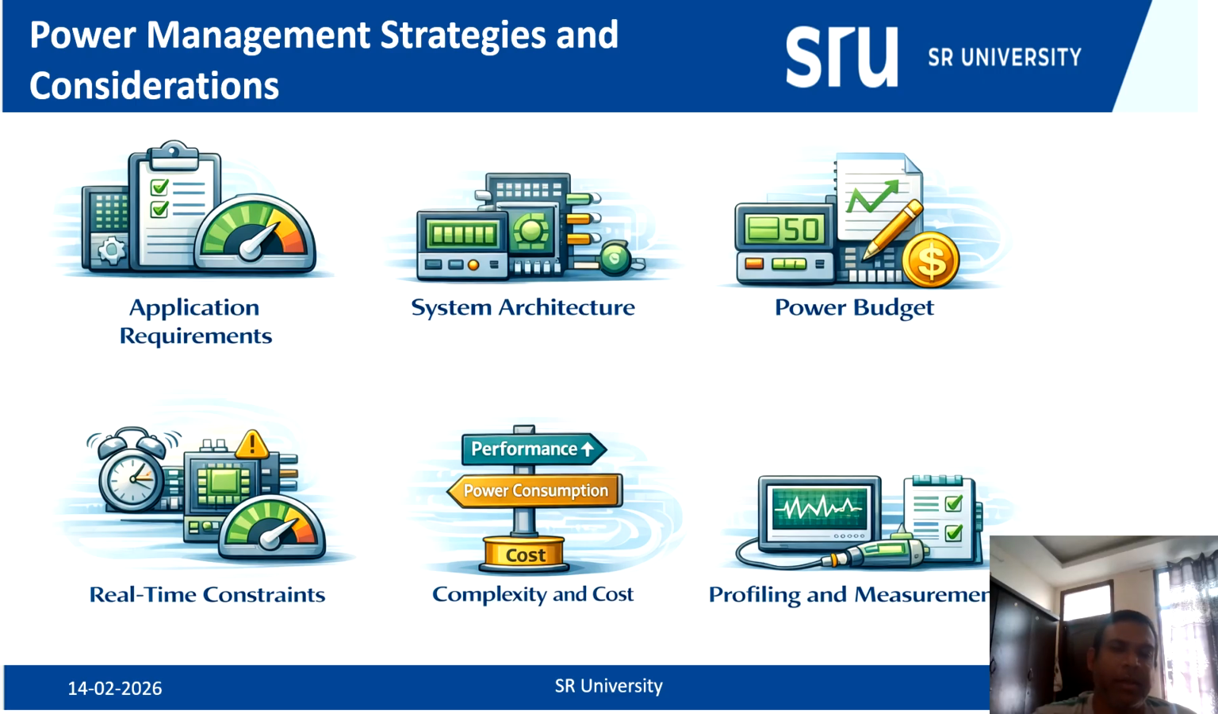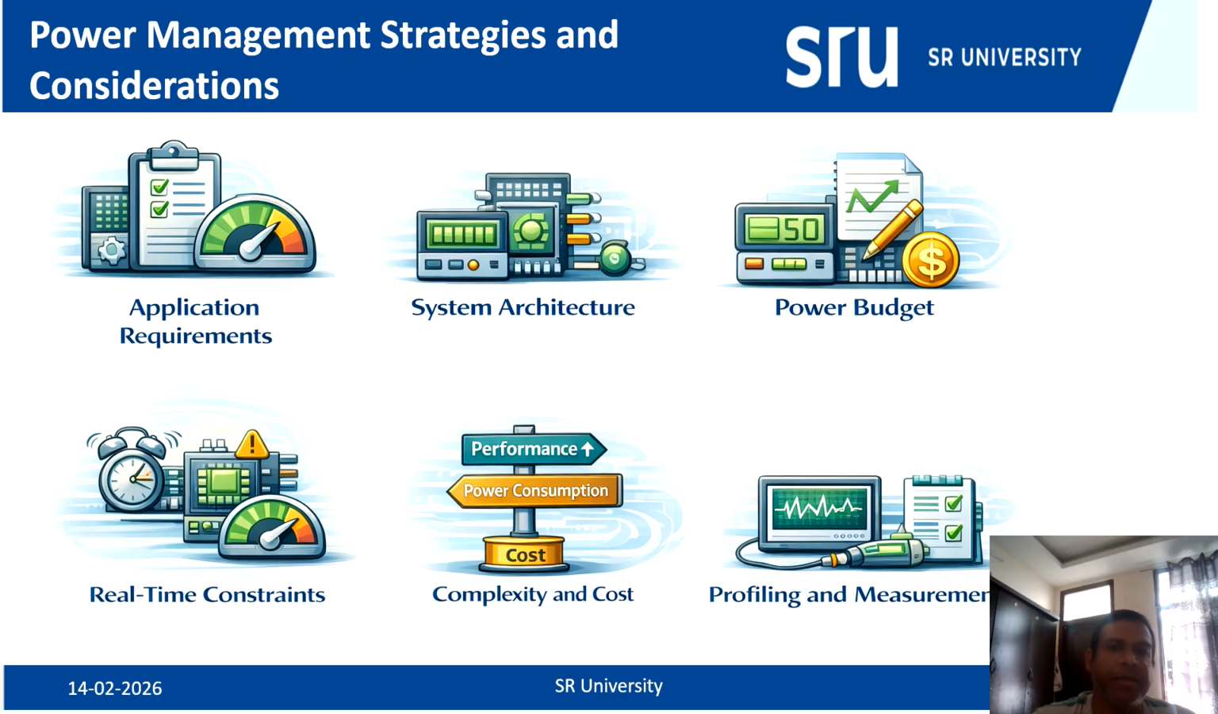Complexity and cost are also important factors. Advanced power management techniques such as multiple voltage domains or aggressive power gating can offer substantial energy savings, but they also increase the design complexity, verification effort, and hardware cost. In cost sensitive applications, simpler techniques may be preferred even if they provide slightly lower power savings.